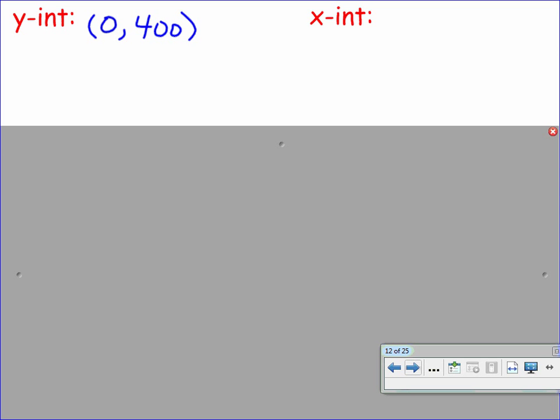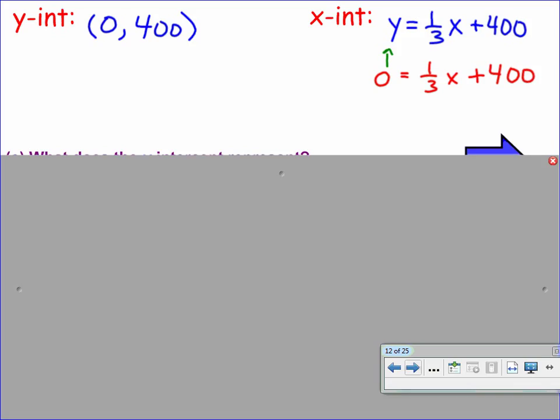My x-intercept, I'll have to do a little work. My x-intercept will be given by y equals 1/3 x plus 400. I need to plug in 0 for y and solve. So I'll plug in 0 for y and solve for x. So I'll subtract over the 400. And I'll multiply both sides by 3. So I get x equals negative 1200. I'm going to go ahead and write that as a point, however, negative 1200 comma 0.